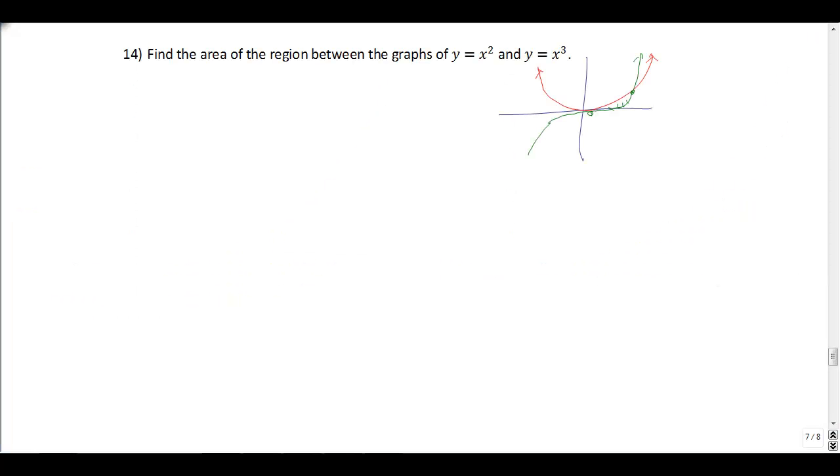So what I need to do, first off, is find the intersection points. Find the point there where these are the same. Well, if x squared equals x cubed, you could divide both sides by x squared. You get 1 equals x.